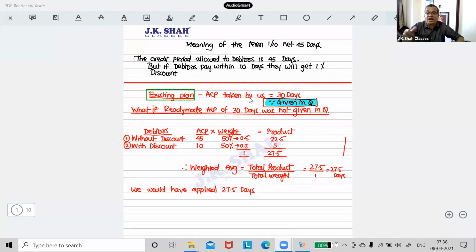Follow the question. Don't question the question, don't question the management. How many days have we taken? 30 days. Why have we taken that as 30 days? Because it is given in the question, friends. So I request you to make a quick calculation like this for the proposed plan. Let's see what you end up doing.